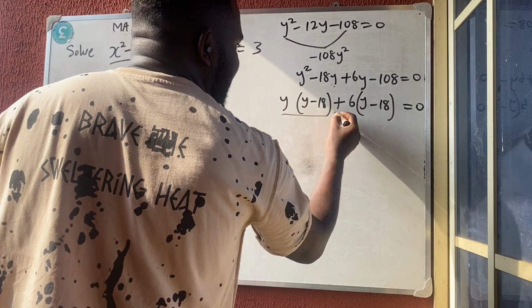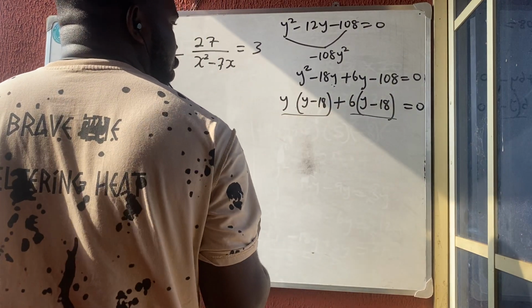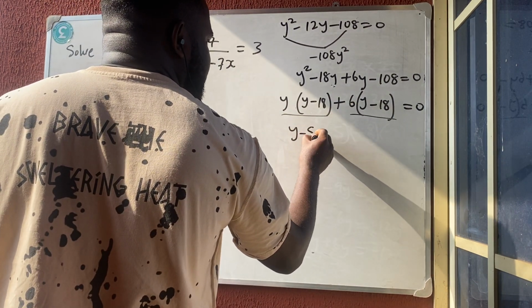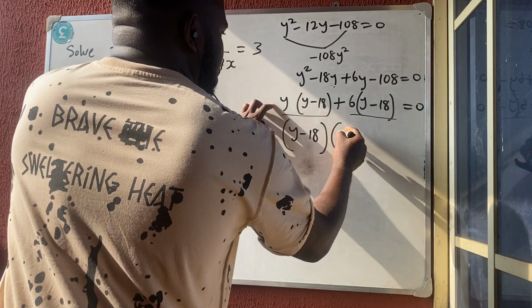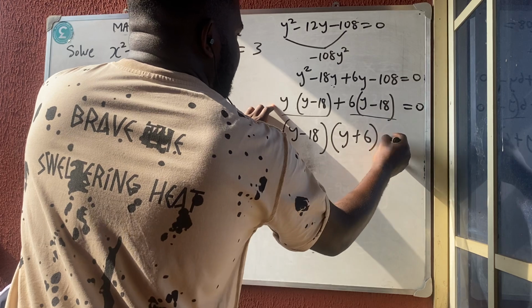So between this line and this line, what is common? The common term there is what? Y minus 18 is the common term. And what is now remaining is what? Y plus 6 is remaining, is equal to 0.